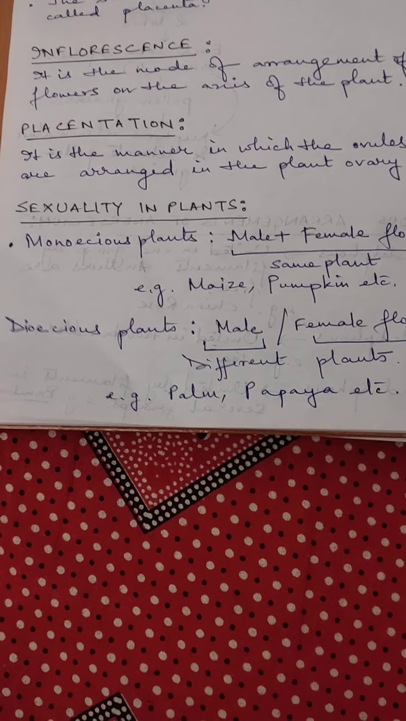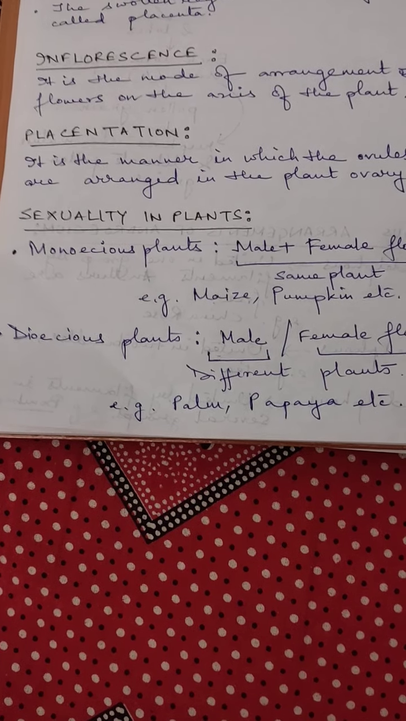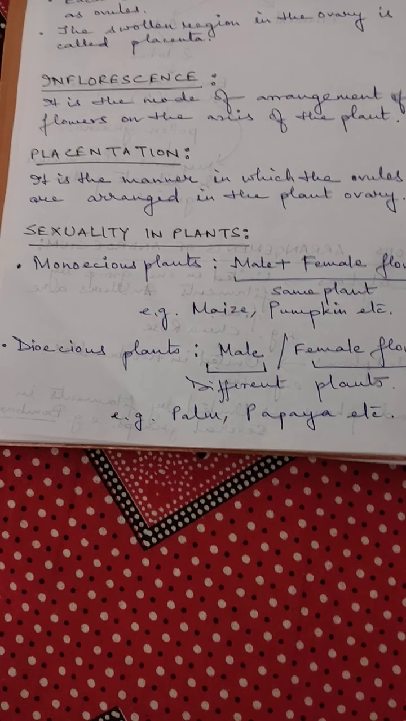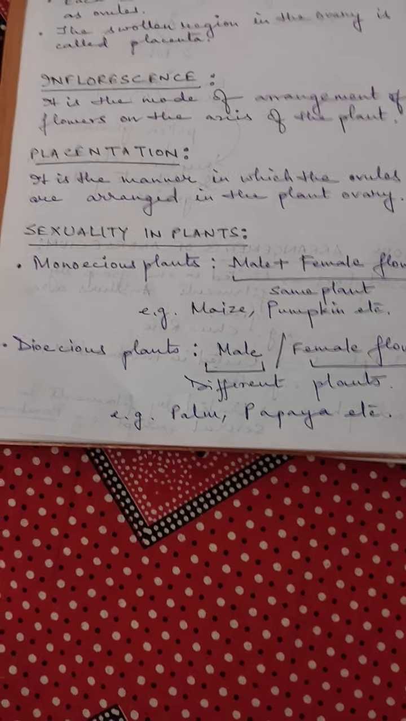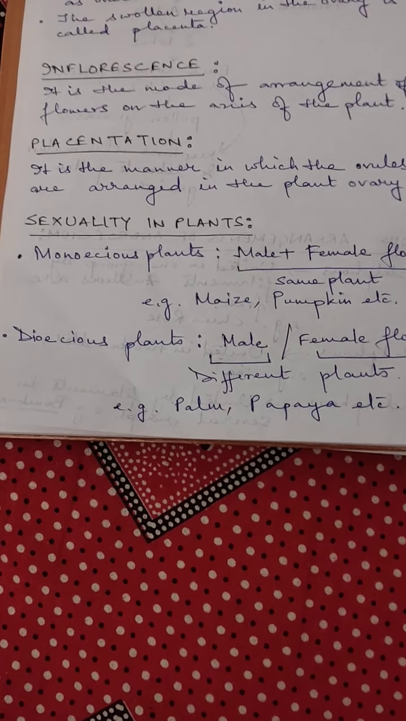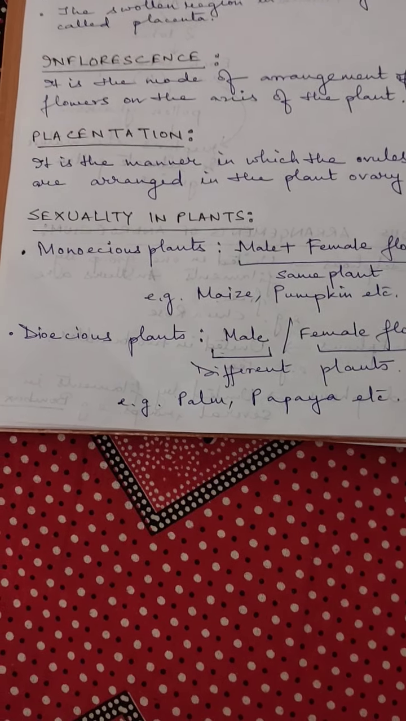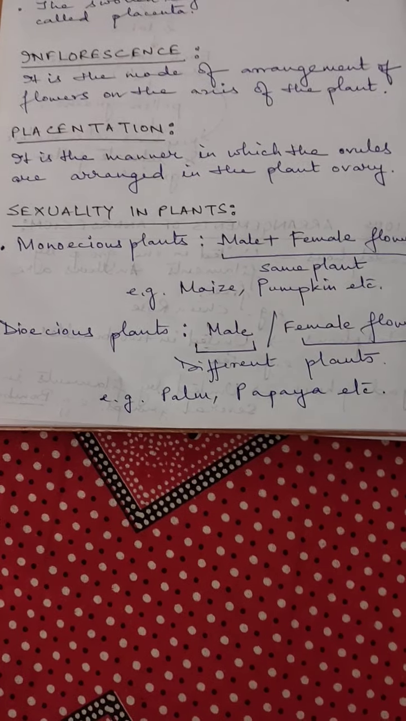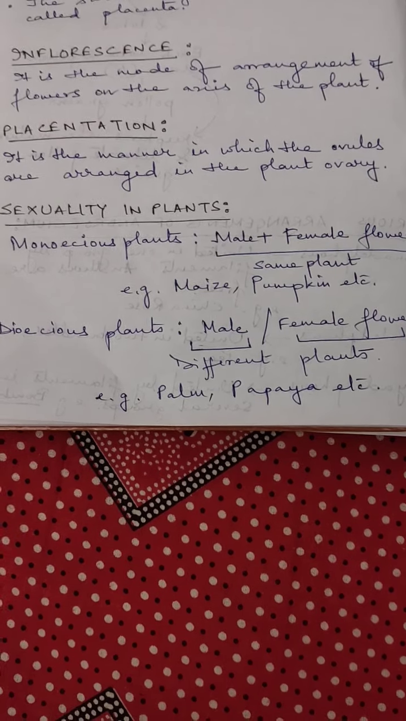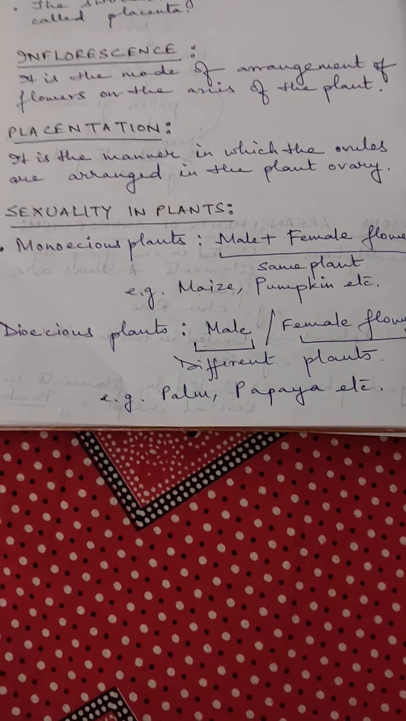Placentation, it is the manner in which the ovules are arranged in the plant ovary. This is another very important definition. Please learn it. Now, next and the last thing which is there in this book, in your syllabus, is the sexuality in plants. Now, there are two kinds of plants we can find: monoecious and dioecious. Again, here mono means one, di means two. Monoecious plants means where in the same plant male and female flowers are arranged. Example, maize, pumpkin, two examples for each you have to learn.